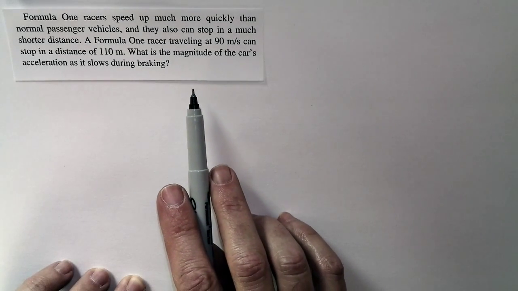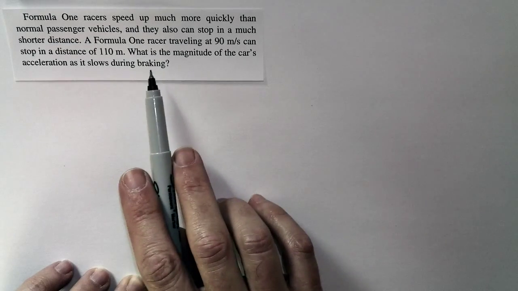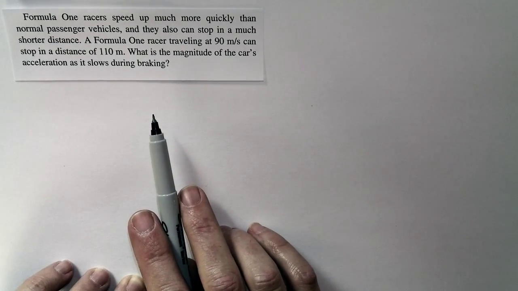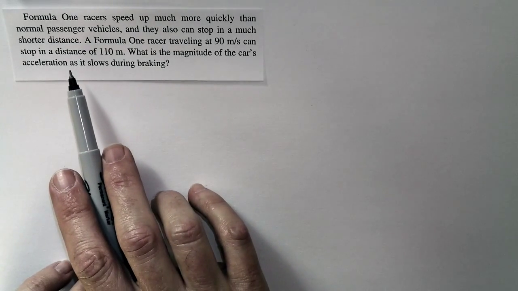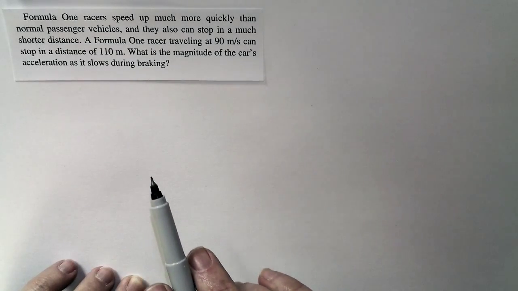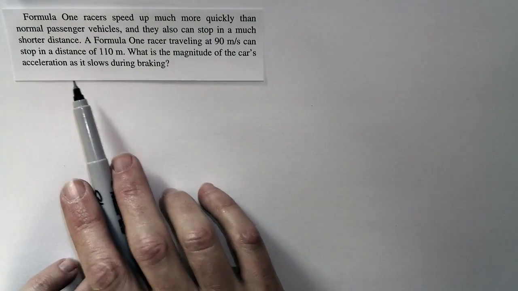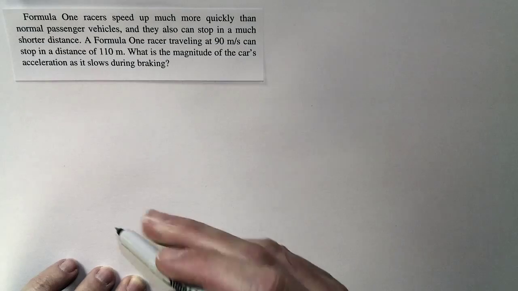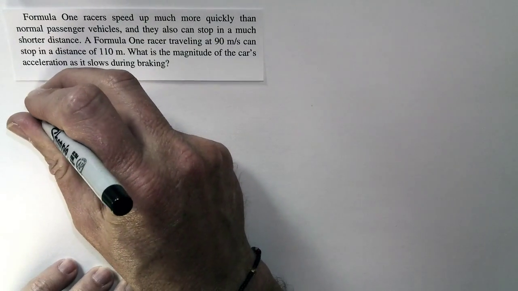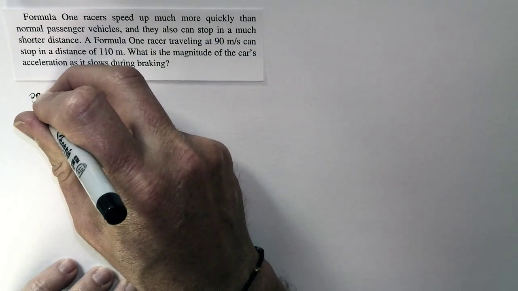Let's do a pre-assessment. What do I expect the magnitude of the acceleration to be? Answer, big. Now, a normal passenger car can accelerate about 1 G. I'm expecting this to be a few Gs. Okay, that's kind of what I'm looking for here. So with our pre-assessment in mind, let's go ahead and prepare to solve this problem.